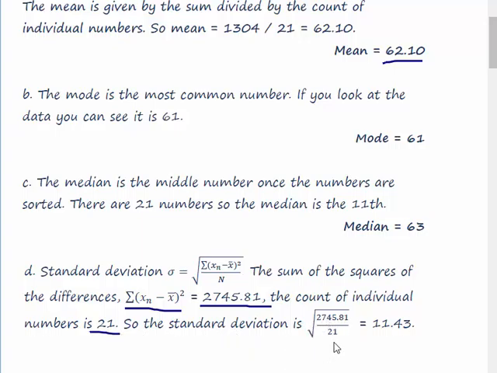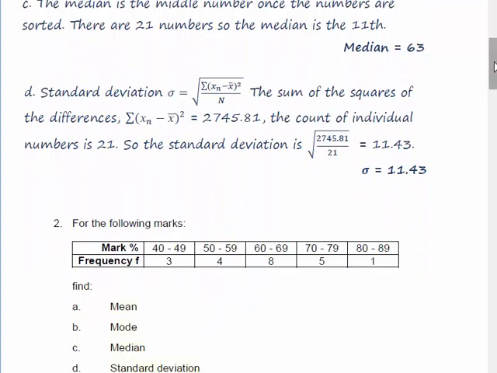So 2745 divided by 21 is 11.43. This is about 3000 divided by 20, which is about 300 divided by 2, which is about 150. The square root of 144 is 12, so we're sort of in the right place. We can be reasonably confident in that value. And the answer is 11.43.